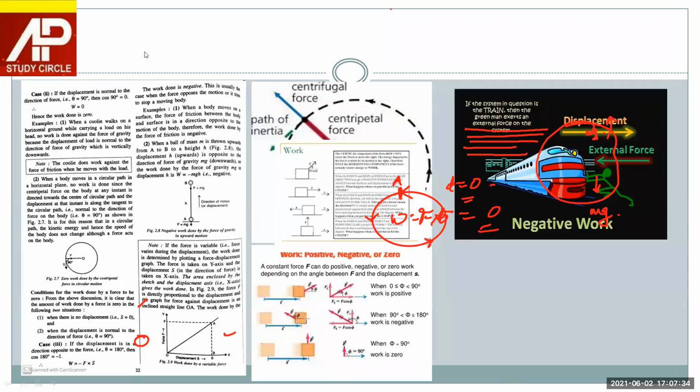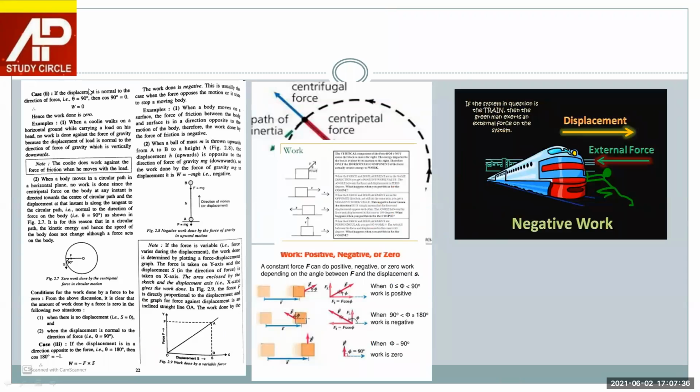Next case. Displacement is normal to the direction of force. Normal means perpendicular. Normal means angle is 90 degrees. I told you earlier also. Normal means angle is 90 degrees, right? So whenever displacement is normal to the direction of force, theta equal to 90, then cos 90 is 0, then work done is 0, although the body is being displaced.